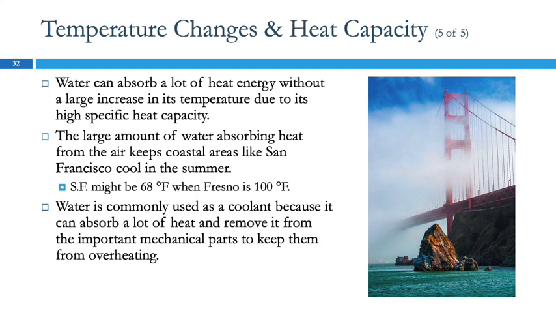So the water in the bay or the ocean warms up a little tiny bit, and then when the air cools down as the sun sets, well, the heat is going to go in the opposite direction, because now the water's warmer than the air. So heat is going to be transferred back to the air. And so that keeps the air from getting as cold as it does here. So San Francisco might be like 68 degrees Fahrenheit in the summer, whereas Fresno's more likely to be 100, right?